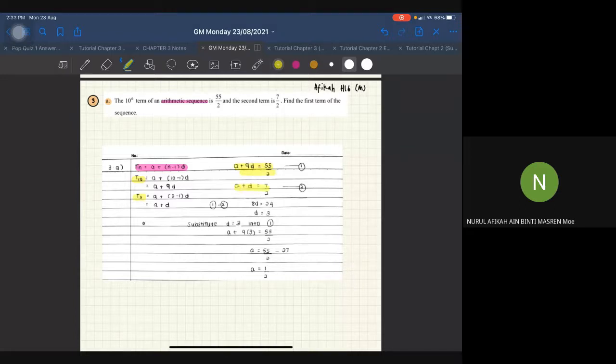Jadi kita guna formula tu pergi substitute lah dia. So for the first equation, A plus 9D equals 55 over 2. Second, A plus 4D equals to 7 over 2. Lepas tu eliminate one of the nilai the A atau D. So saya eliminate A. Okay, lepas tu kita dapat nilai D which is 3. Then nilai D equals 3.